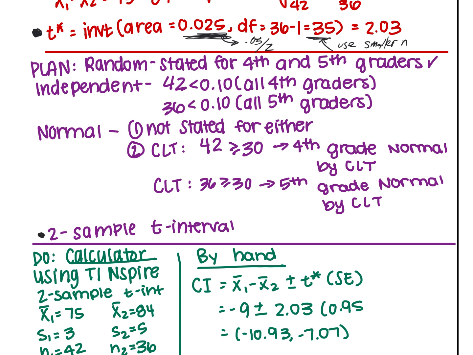First, randomness. We stated that the samples for fourth and fifth grade were taken randomly. We are independent because 42 and 36 are going to be less than 10% of the populations. And we are normal because both sample sizes are greater than 30. So we weren't able to get them from the statement, but we were able to say that both samples, n1 and n2, are greater than 30, and therefore we are normal by the central limit theorem. The central limit theorem is again just saying that if you have more than 30, you can say that your spread will be approximately normal.